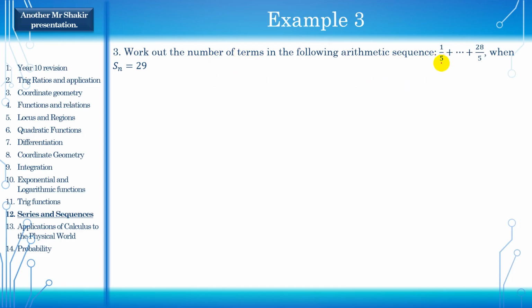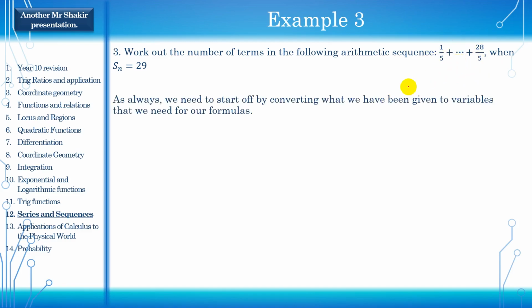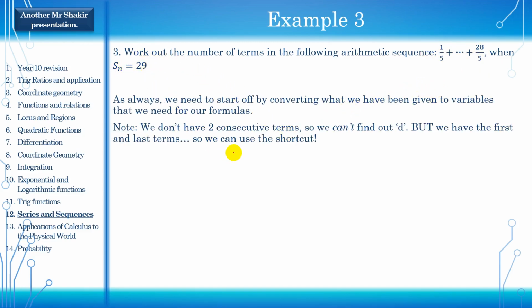We have the first term, we have the last term. We don't have the second, third, fourth, or any other term, so we can't find the difference. So clearly we have to use the shortcut formula for this, okay? So we're going to convert what we have to variables. Now, S of n is 29, so we'll have the first term is 1 over 5, the last term is 28 over 5, S of n is 29, the sum of the terms is 29. The number of terms we don't know. Let's just sub into the formula and see what we get. Alright, so this is the shortcut formula, by the way.